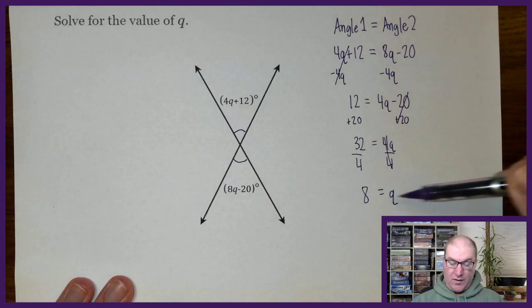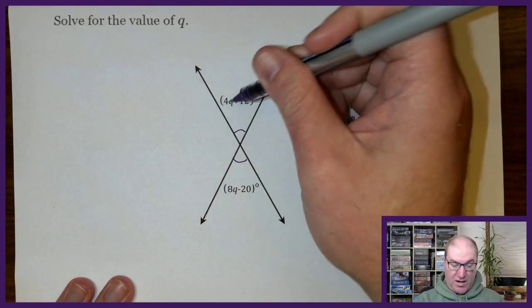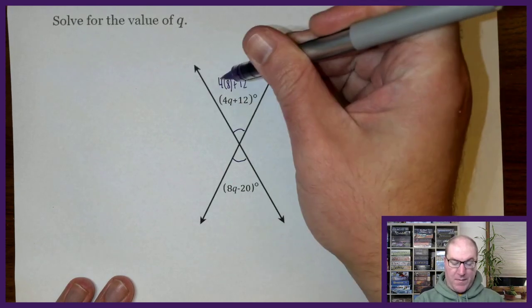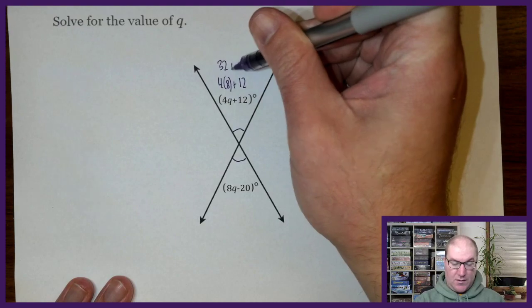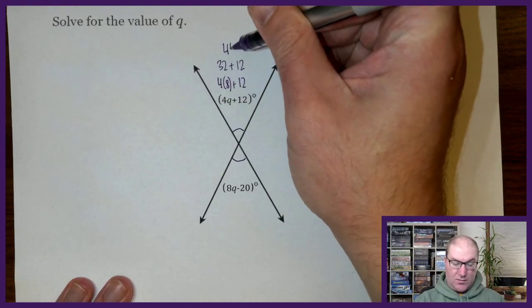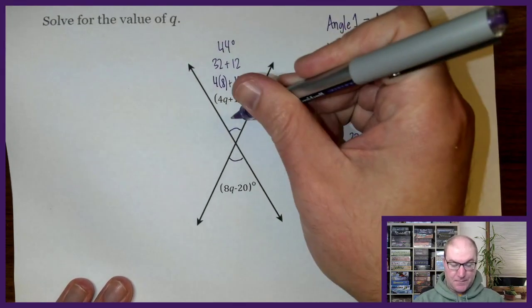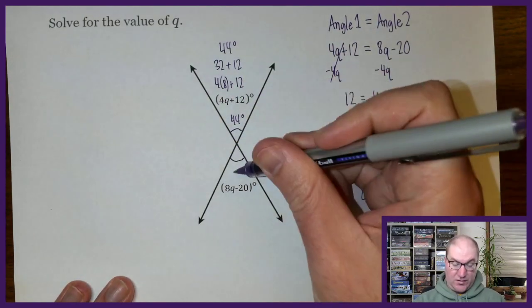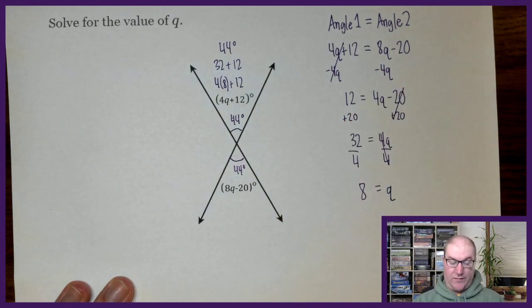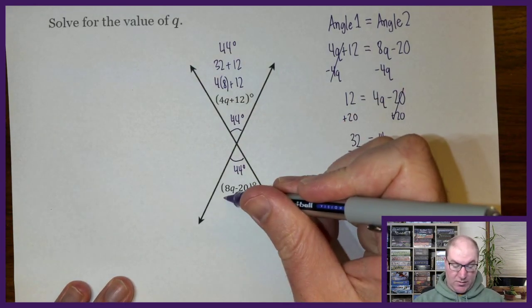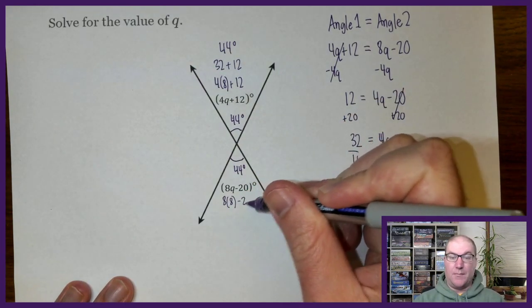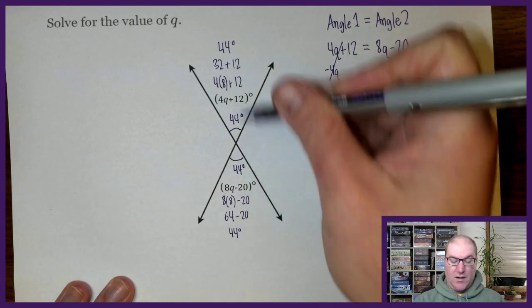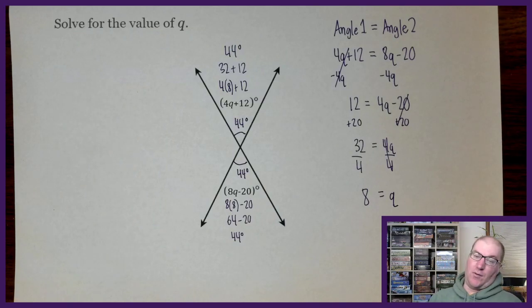If 8 really is the value of Q, then I should be able to put 8 in right here. So 4 times 8 plus 12. 4 times 8 is 32 plus 12. This angle is equal to 44 degrees. This angle is equal to 44 degrees. And guess what? Because these angles are vertical, this one's also equal to 44 degrees. And I'm going to quickly double check that. 8 times 8 minus 20, which is 64 minus 20, which is 44. So that checks out. Both those angles are 44.